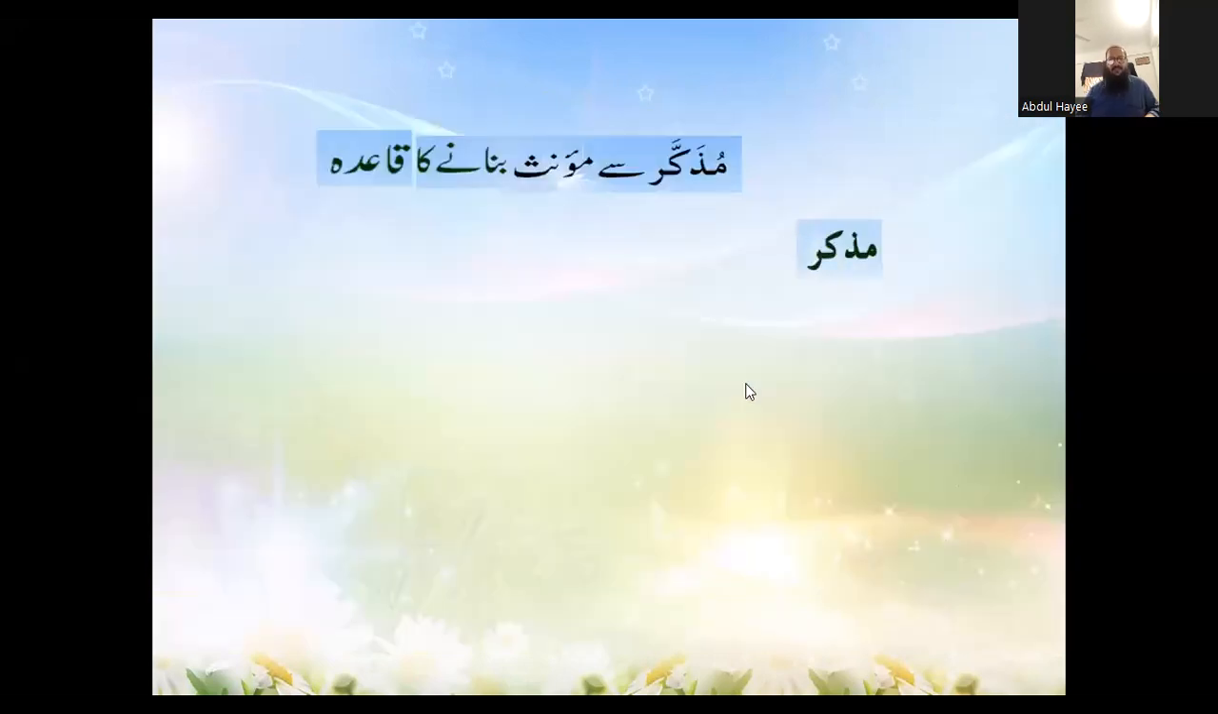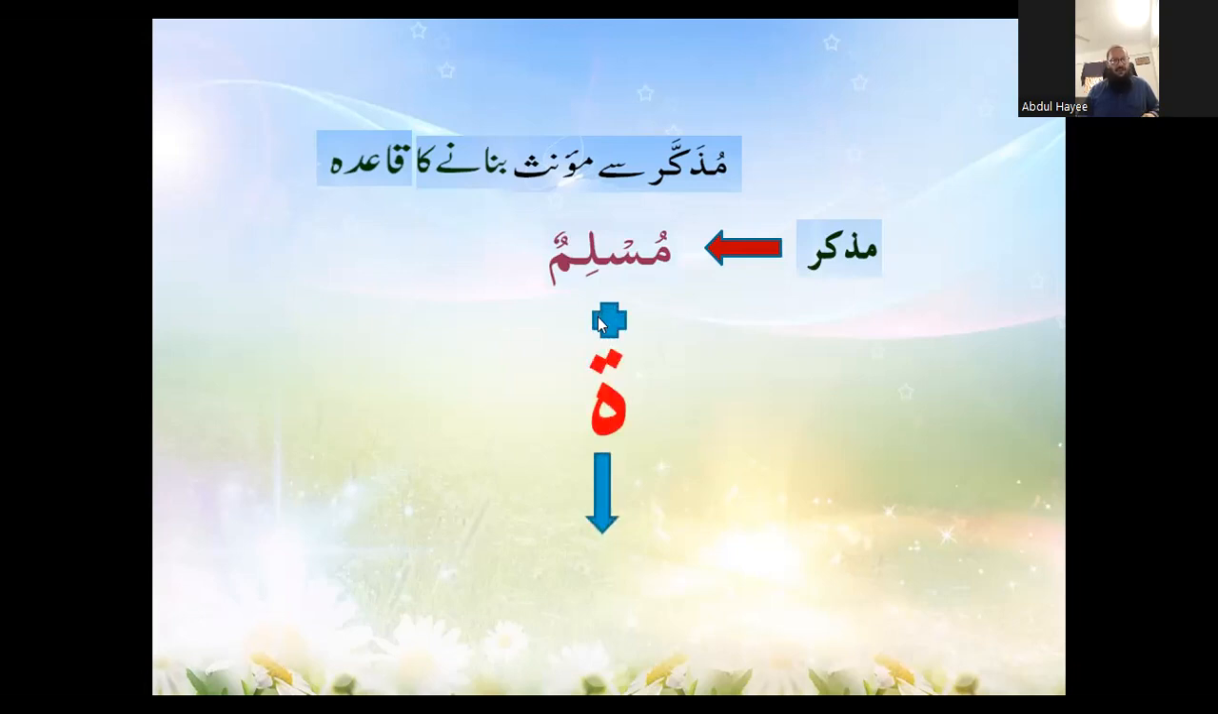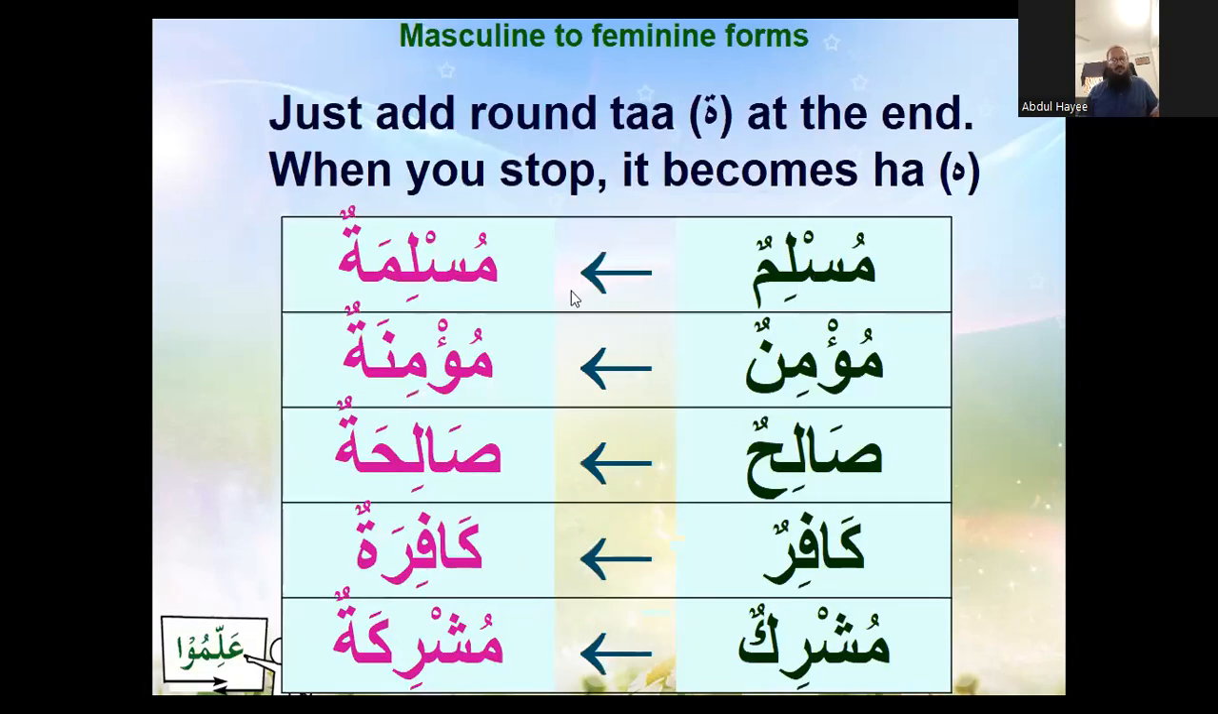Let's have another thing. We have a muzakkar word or an ism, Muslim. We want to make it feminine. What do I do? I add a round ta. And what does it become? It becomes Muslima. From Muslim, I add ta marbuta, it changes into feminine. From Muslimun, Muslimatun. Let's have an exercise. From Muslimun, Muslimatun, Mu'minun, Mu'minatun, Salihun, Salihatun, Kafirun, Kafiratun, Mushrikun, Mushrikatun.